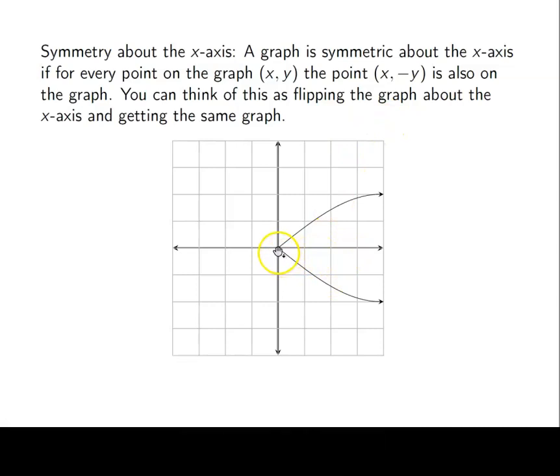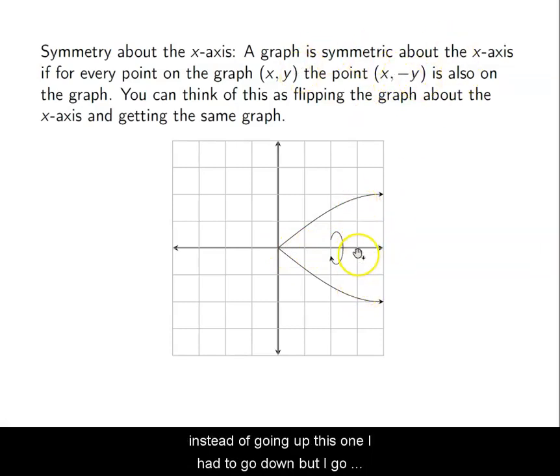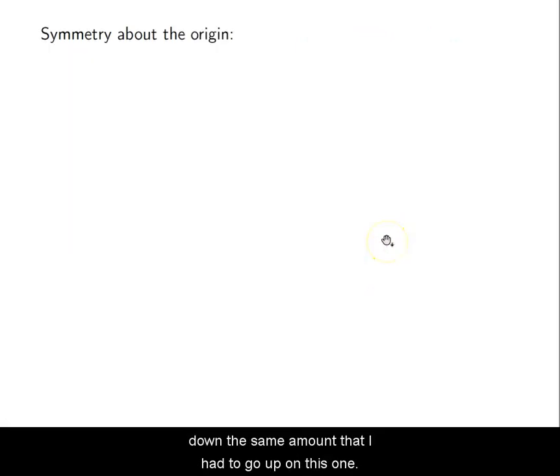So same thing here. If this part didn't exist and this was my only part of the graph, and then I flipped it across this axis, I would get this line. And that's why there is the symmetry. Every point here has the same distance of x across, but this point and this point have opposite y values. Instead of going up, this one I had to go down, but I go down the same amount that I had to go up on this one.